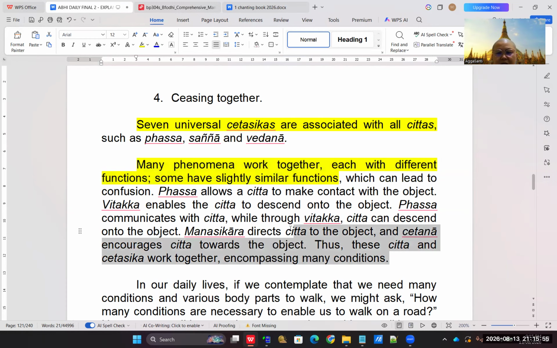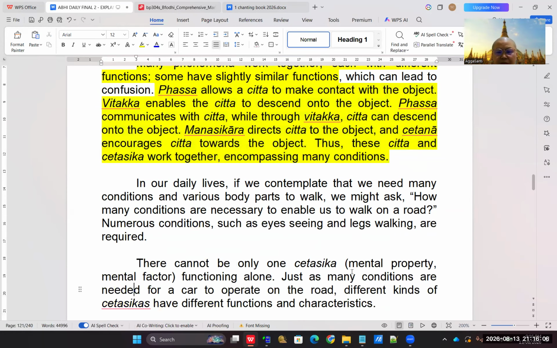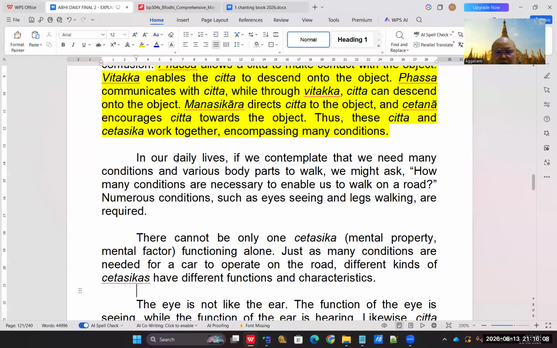So you can see this is a summary here. We already mentioned it a few times. Remember, this book is actually coming from the Dharma talk, so I will repeat a few times, but I think it's good to listen a few times. Now, in our daily lives, if we contemplate that we need many conditions and various parts and so on, these are the same.